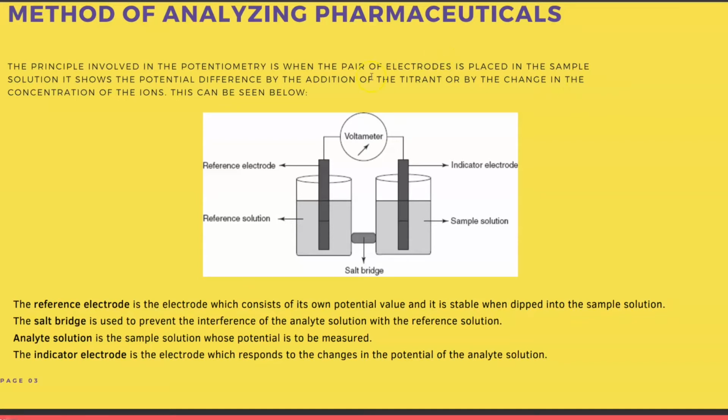As you can see, we have here our reference electrode, reference solution, indicator electrode, sample solution, and the salt bridge. The reference electrode is the electrode which has its own potential value and it is stable when dipped into the sample solution. The salt bridge is used to prevent the interference of the analyte solution with the reference solution. Analyte solution is the sample solution whose potential is to be measured. And lastly, the indicator electrode is the electrode which responds to the changes in the potential of the analyte solution.